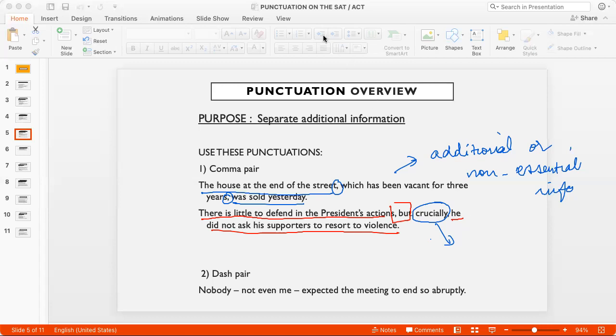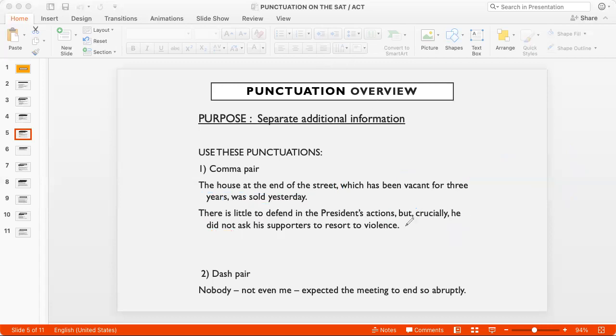For example, let me just clear everything. Let me say I remove this. What does my sentence say? There is little to defend in the president's actions, but he did not ask his supporters to resort to violence. That's a perfectly capable sentence, grammatically correct. So what crucially is doing here is it is providing emphasis to a point. And so because it is additional, I have a comma before crucially and a comma after crucially.